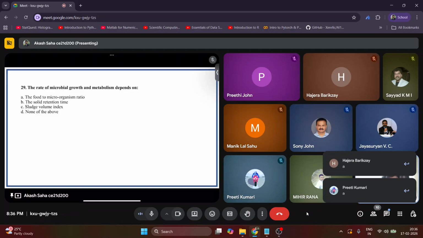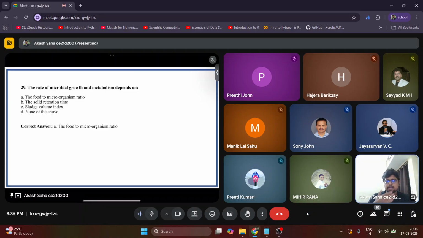It depends on the food to microorganism ratio. Because how much food you are providing with respect to the microorganisms, on that only the rate of microbial growth will be depending.